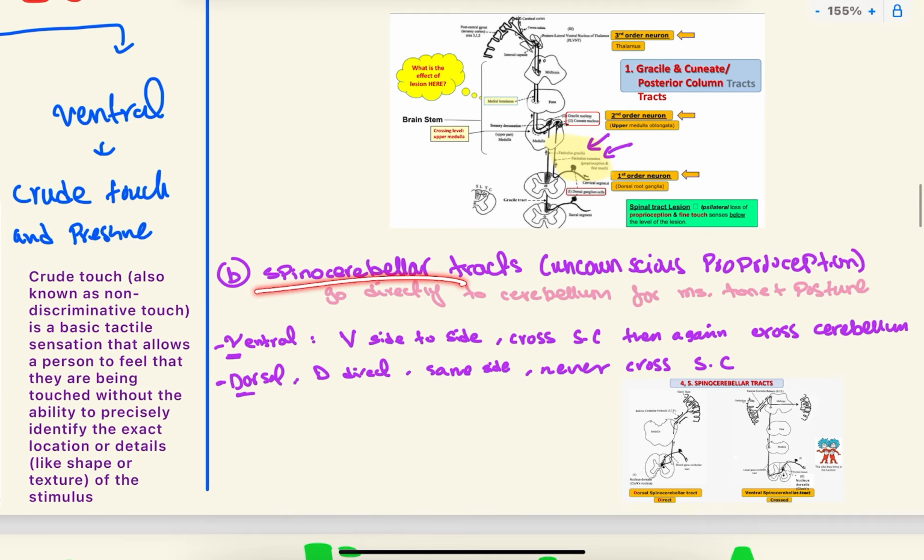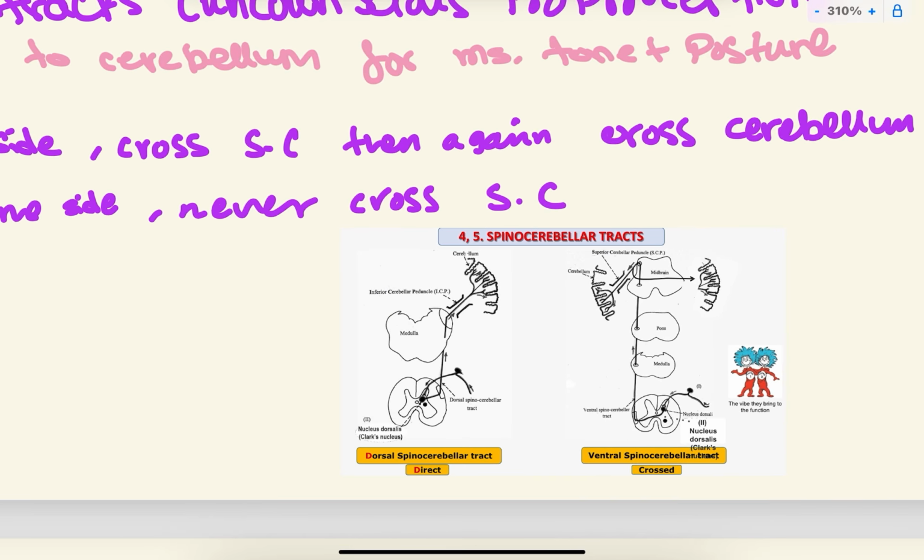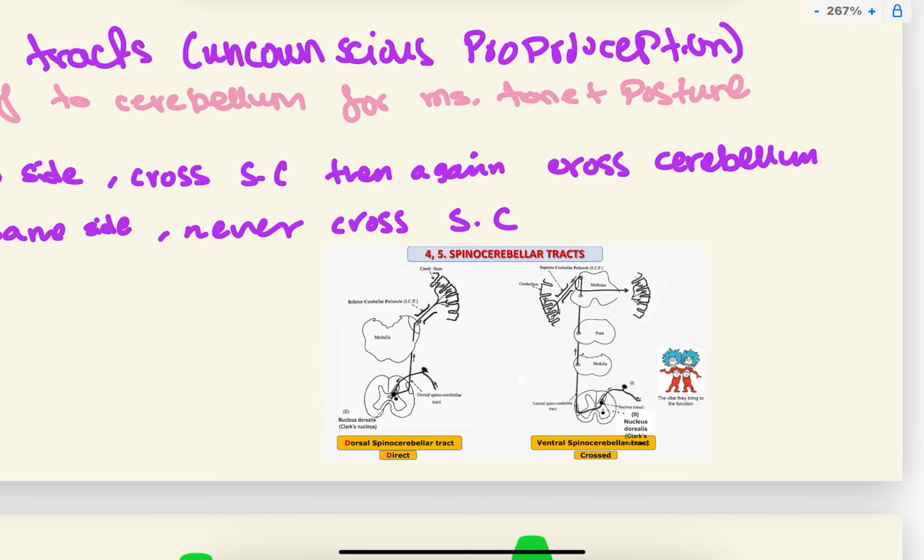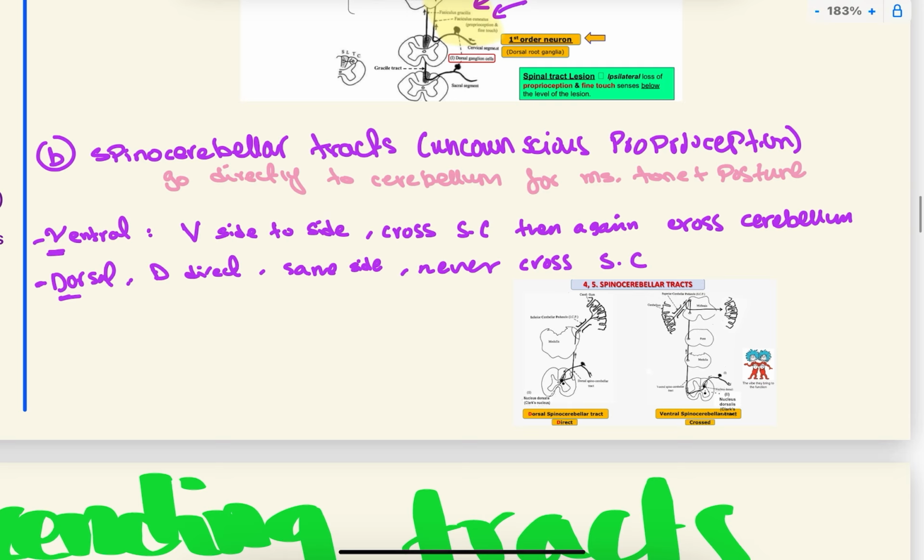Now this one here, it's divided into two. It's divided into ventral and dorsal. Okay? So the ventral, it starts with a V. So you can think of it as the V shape is side to side. So this side and this side. So what does this mean? It means that it's going to cross the spinal cord, as you can see here. So this is first order neuron, crosses the spinal cord, and then it will go up and it will cross again in the cerebellum and goes to its same side. So we cannot say it's on the contralateral. It's on the same side. Why? Because it's crossed here and then again crossed again in the cerebellum. So it goes to the same side again.